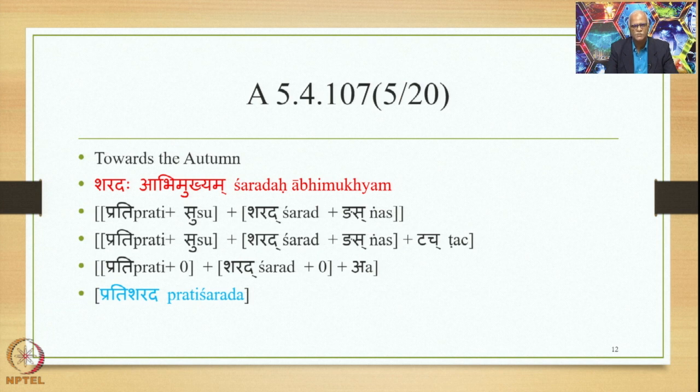This gets the samasa saudhnya, and then it gets the pratipadika saudhnya. The very moment it gets the samasa saudhnya, we add the samasanta suffix tach there. So we have prati plus su plus sharat plus ngas plus tach. Now we apply the sutra supodhatu pratipadika yoho and delete both the sups. So we have prati plus 0 plus sharat plus 0 plus a. When we join them together, we get the finally derived avyayibhava compound output prati sharada.